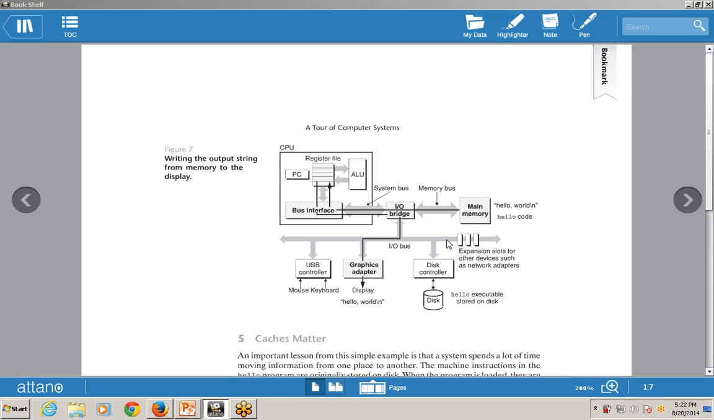Today I'm going to start with chapter number 2, that is representing and manipulating information. That means how to represent and how to manipulate the information in a computer system. But before that, let's take a quick recap of the previous class, that is yesterday's class.